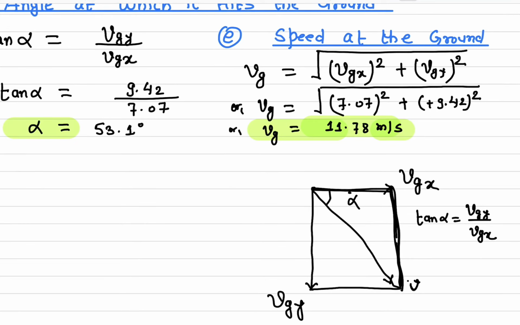And the speed, when I say speed at the ground, this is the speed at the ground. What is the magnitude of this velocity? That is the speed. And if you look into this triangle, this one would be the hypotenuse. So by Pythagoras theorem, you can simply calculate it by using this formula here. Vgx squared plus Vgy squared. Vgx is 7.07 and Vgy is 9.42. So this is not the velocity but the speed or the magnitude of the velocity at which it hits the ground.